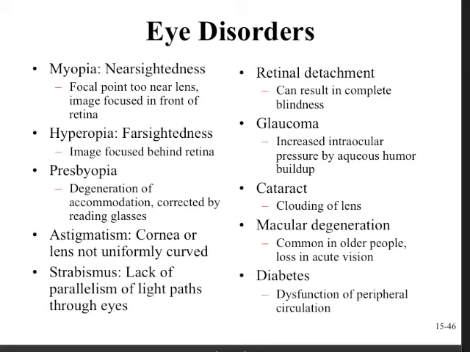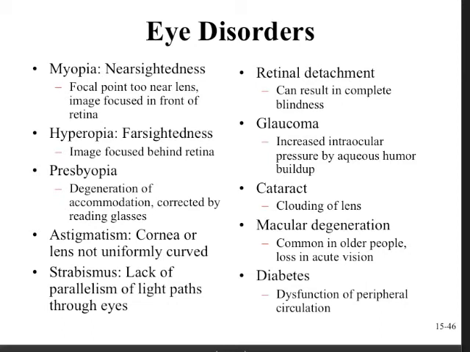These are just some eye disorders that you want to become familiar with. Myopia refers to a problem known as nearsightedness. The focal point is too near the lens, so the image gets focused in front of the retina. These individuals have to be much closer than normal to the object they're looking at in order for them to see it very clearly. Hyperopia is farsightedness. The result is that the image is focused behind the retina, and the problem here is opposite.